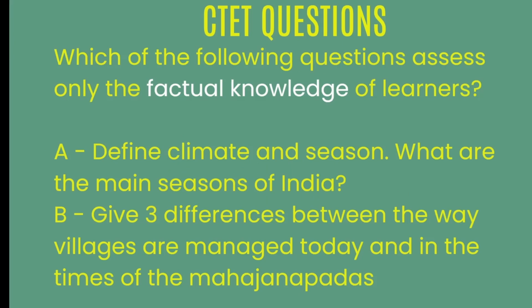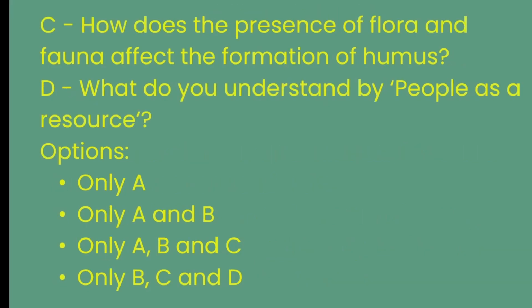Remembering questions are also sometimes asked in this manner. Which of the following questions assess only the factual knowledge of learners? A, define climate and season. B, what are the main seasons of India? C, give 3 differences between the way villages are managed today and in the times of the Mahajanpadas. D, how does the presence of flora and fauna affect the formation of humus? E, what do you understand by people as a resource?